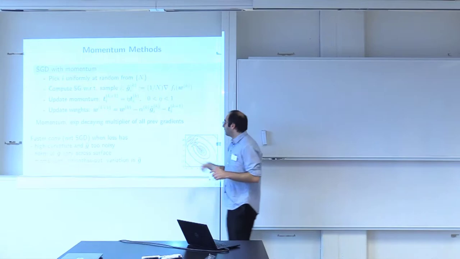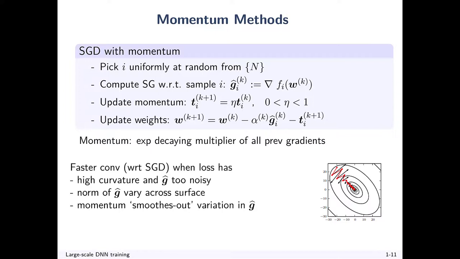And finally, the weight update. It looks the same as plain SGD: W_{k+1} equals W_k minus alpha_k g_{i_k}. That is the update you have with SGD. And then here you just subtract the momentum term, which you computed before. You can check that this momentum term t_{k+1} is an exponentially decaying multiplier of all the previous gradients. So you are adding previous gradients to your updates, but with an exponentially decaying weight.